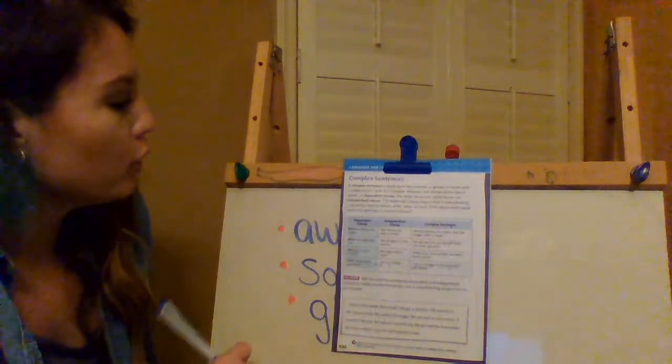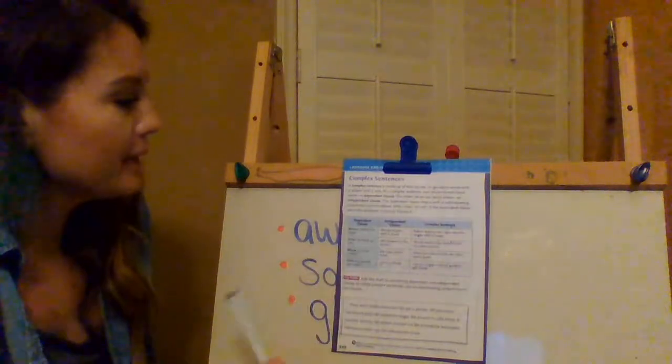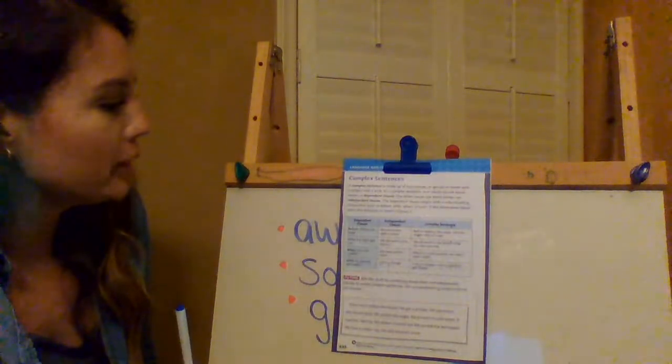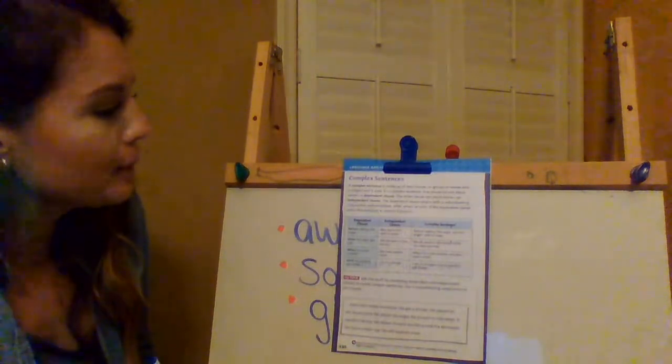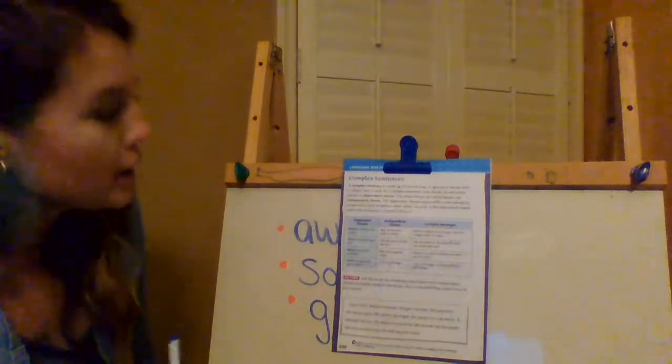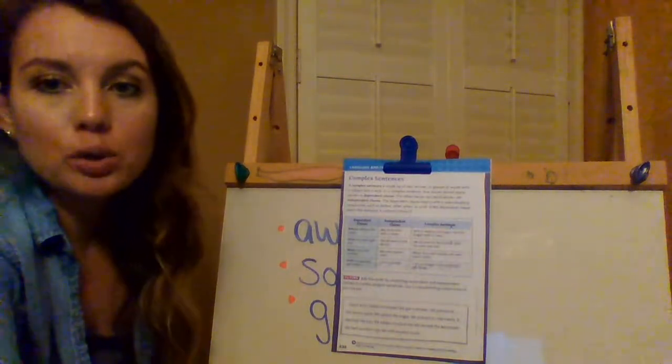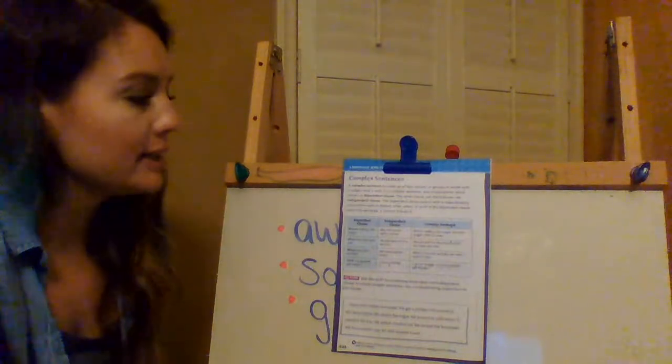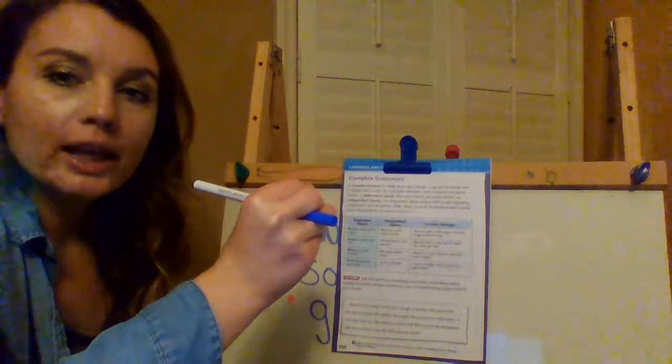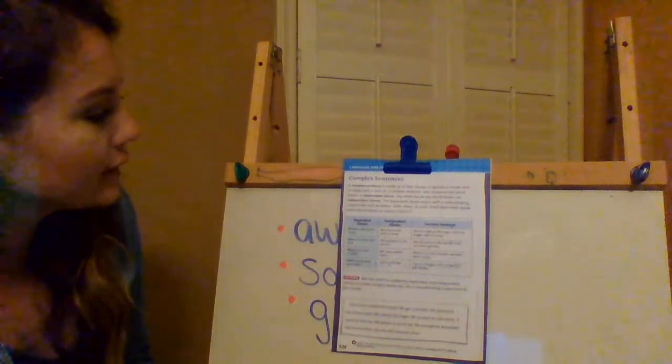Dependent clause, before adding the sugar, independent clause, mix the butter with a mixer. So how would we fix that? Before adding the sugar, comma, mix the butter with a mixer. And then you have a complex sentence that is joined together with a comma. Let's look at the second one.